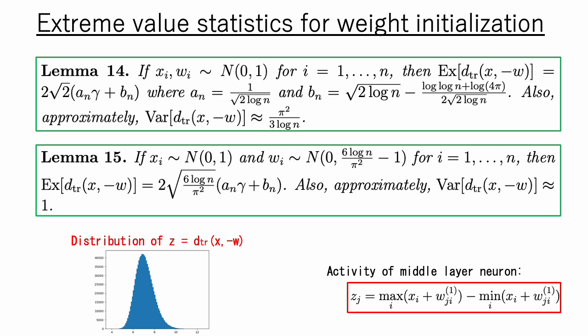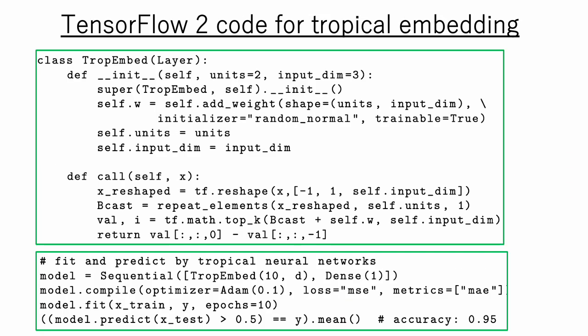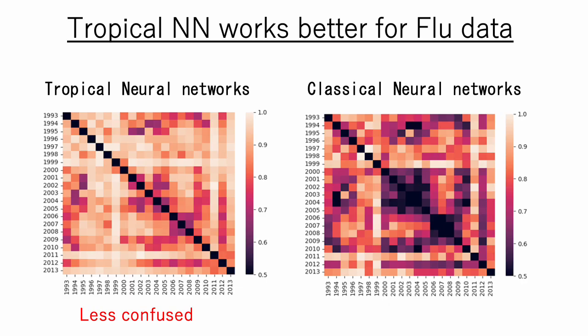We also described the distribution of the neural activities in the tropical embedding layer under the assumption of random weight initialization by using the extreme value statistics. Finally, we provided the TensorFlow2 code for implementing with GPUs a tropical neural network in the same fashion as the classical one. In the classification of full phylogenetic trees, the tropical neural network was less confused.